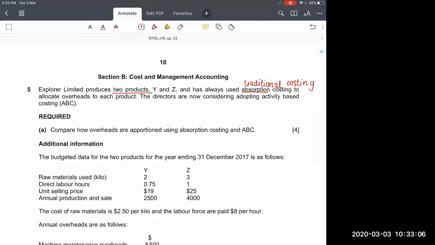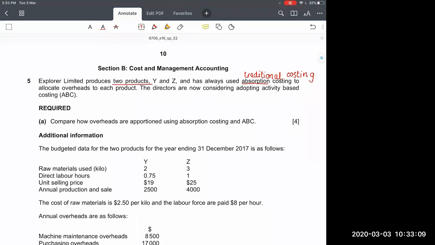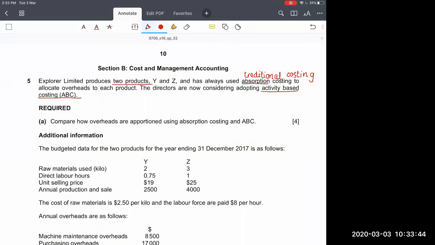All right. Explorer Limited produces two products, Y and Z, and has always used traditional or absorption costing to allocate overheads to each product. The directors are now considering adopting activity-based costing. Normally, in questions, the examiner's priority is to make sure the student is able to distinguish between traditional costing and activity-based costing. For this reason, the examiner normally follows traditional costing in the first parts, and then afterwards we adopt activity-based costing. Compare how overheads are apportioned using ABC costing and absorption costing.